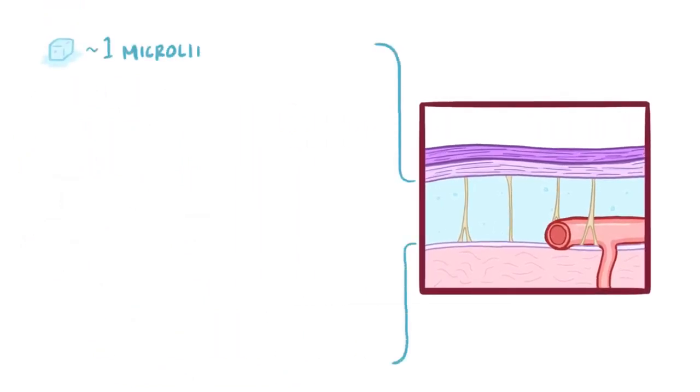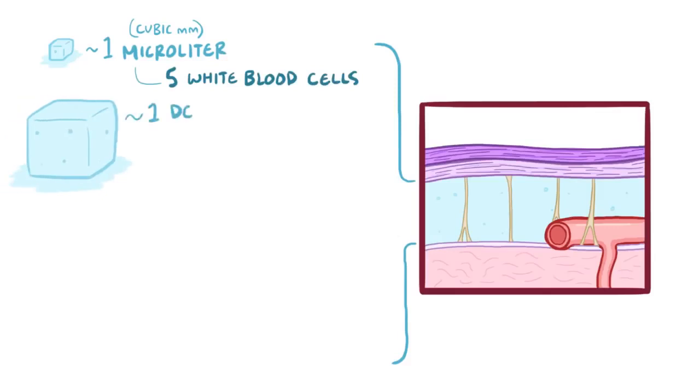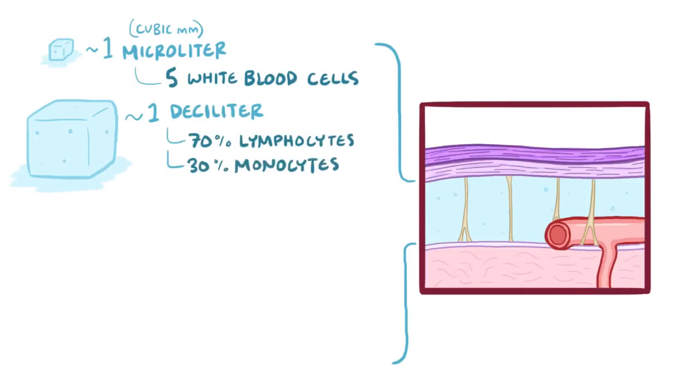In 1 microliter or cubic millimeter, there are normally just a few white blood cells, up to 5. If we look at a bigger sample, like say a deciliter, then around 70% of those will be lymphocytes, 30% will be monocytes, and just a few will be polymorphonuclear cells, or PMNs, like neutrophils.